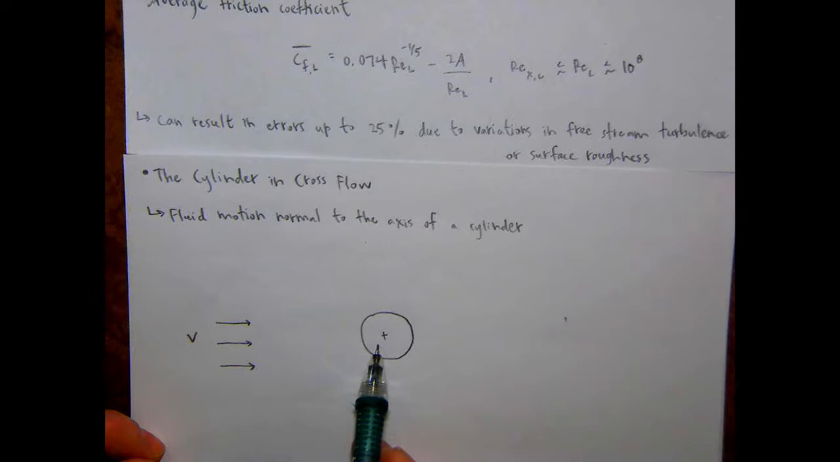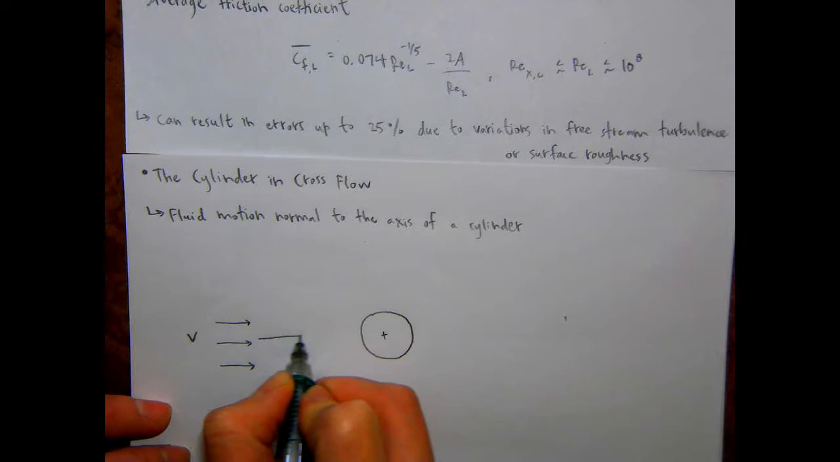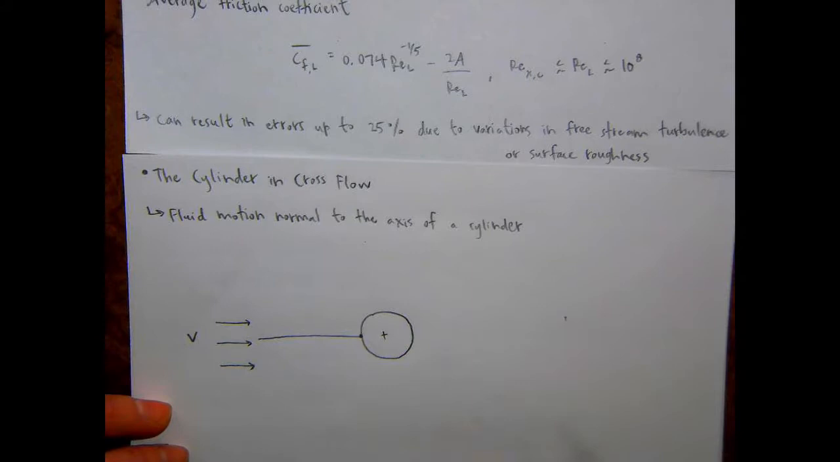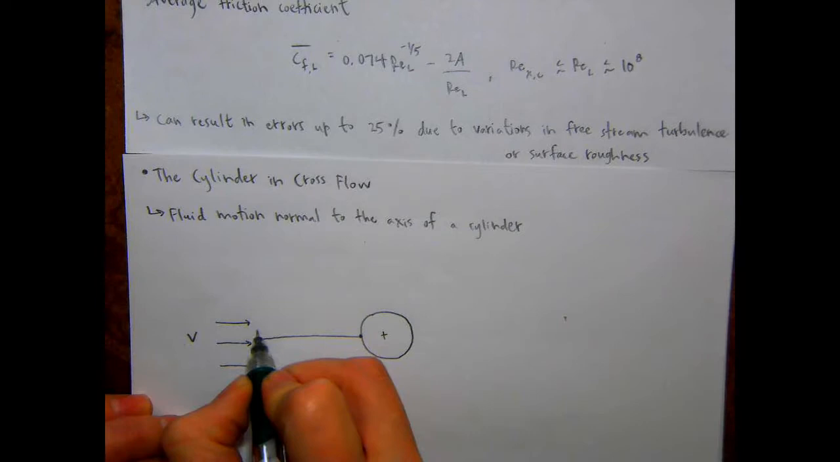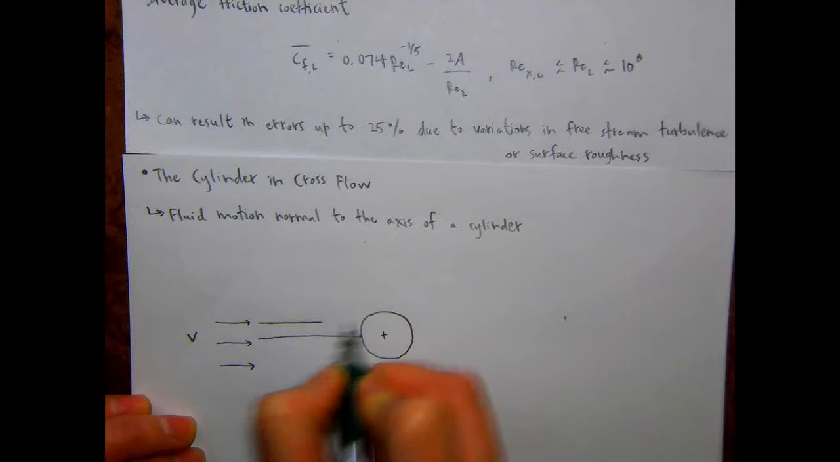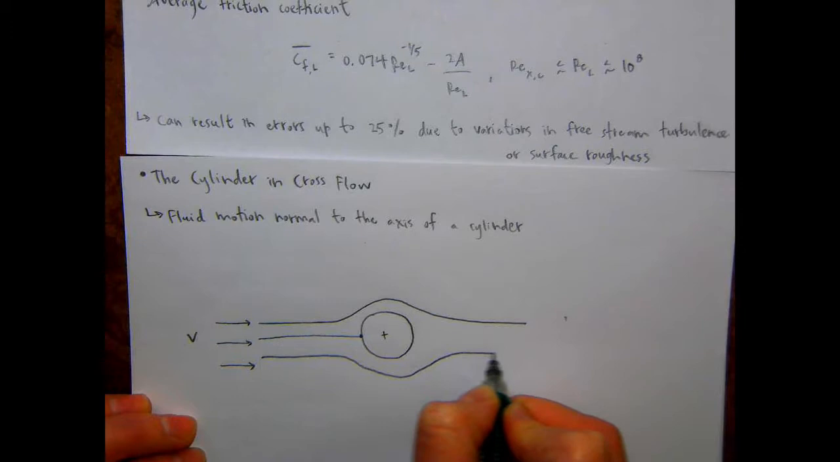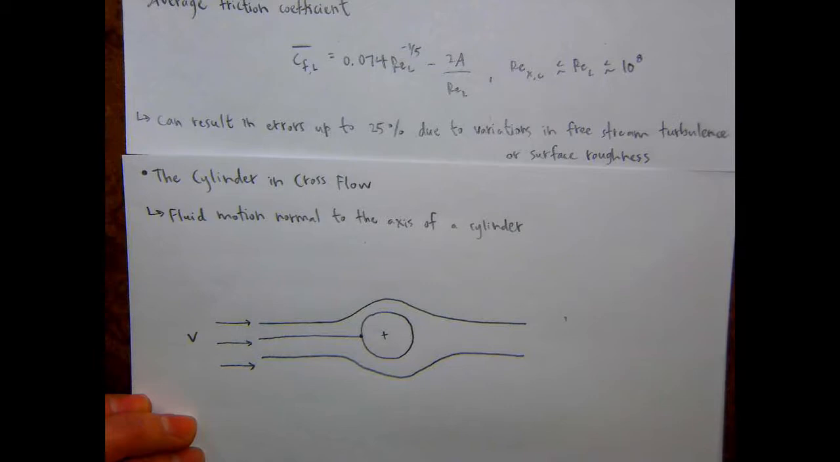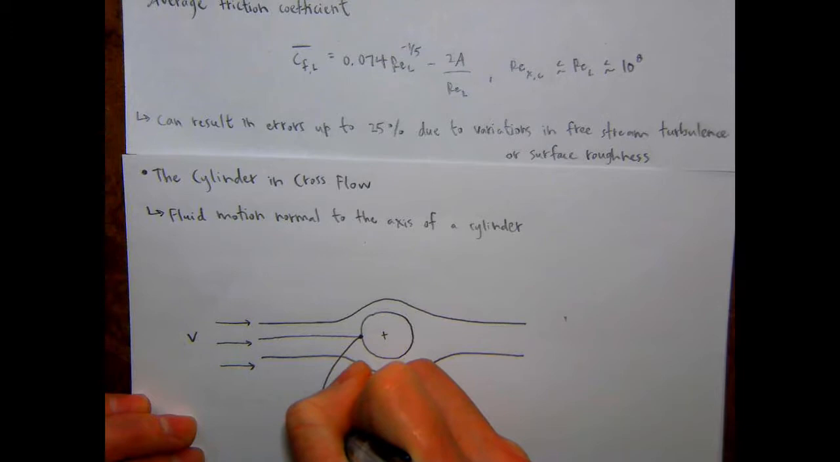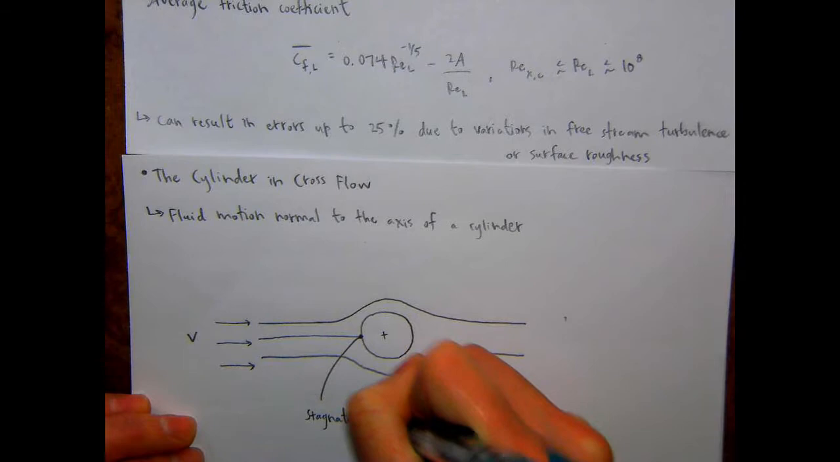So you have some fluid that comes directly and impacts the cylinder directly upstream, on axis. And then there's going to be some flow that is slightly above the center line, and it's going to go around the cylinder. And then similarly below the cylinder. So right here, the fluid actually comes completely to rest. And so this is called a stagnation point.